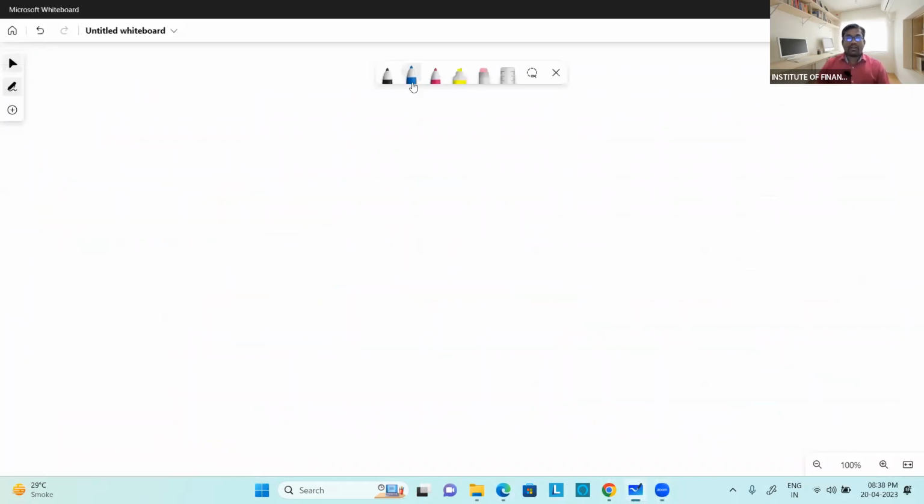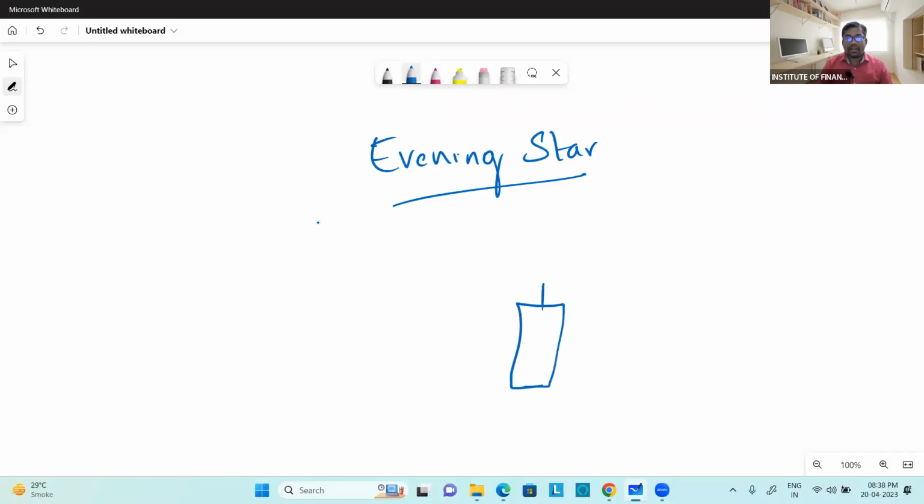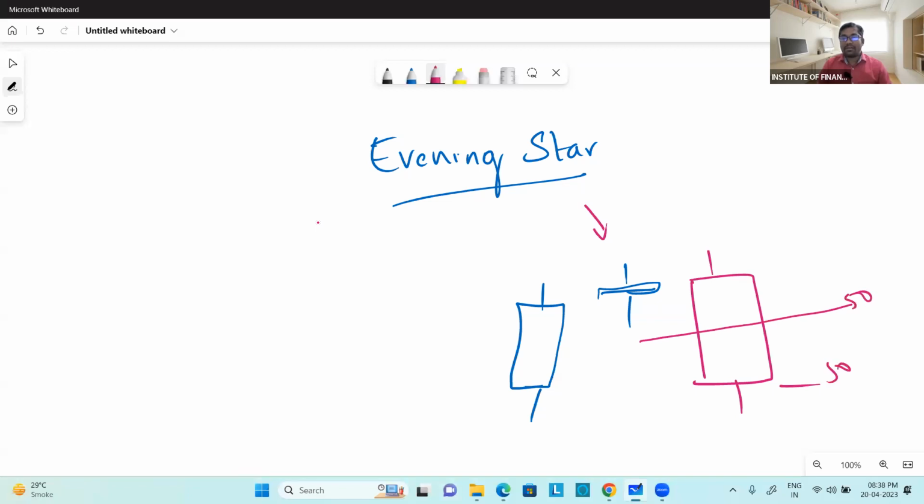Go to evening star. Next one is evening star. The same thing: you will get a green candle, then a small body doji or a doji, next a red candle. Okay. So this is evening star. Your entry will be here 50%, and at 50% here, 50%. You can take a total of 100%.